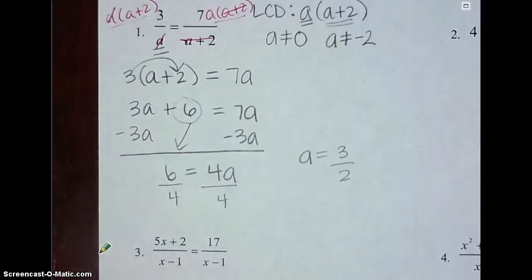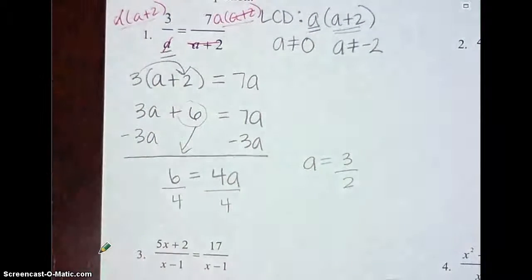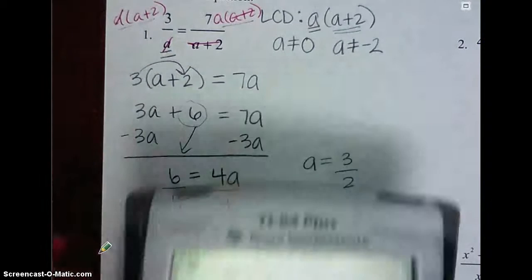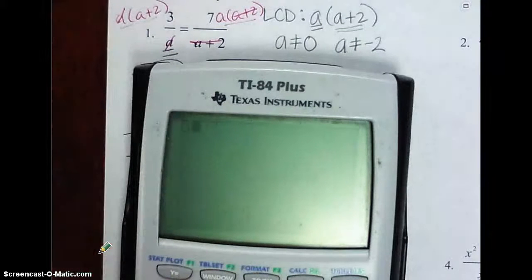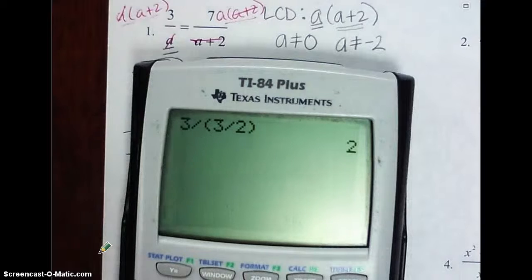Okay, now on these, you want to check them back into your equation. There's no reason that you shouldn't be checking these to ensure that you did it right. So in your calculator, if you just plug in the left side, our original was 3 divided by A, and A was 3 over 2. So that's the left side.